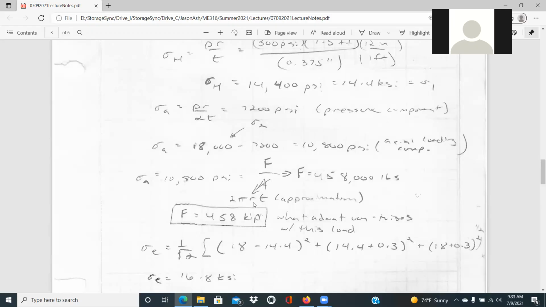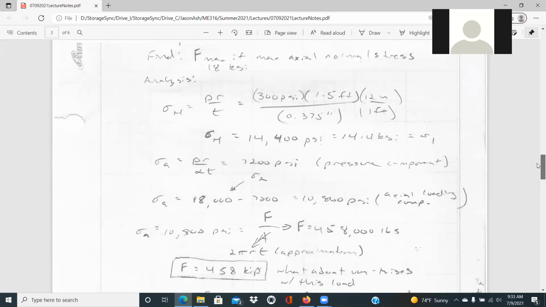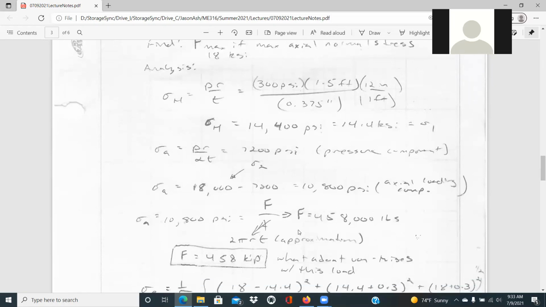And again, R is equal to 1.5 feet, so 18 inches altogether, and the thickness is 0.375 inches. That'll give a force of 458,000 pounds, or 458 kip. And so that's really the answer to the problem: it could withstand a 458 kip force in addition to that pressure, which would get it to just that point of 18,000 PSI for the axial stress.